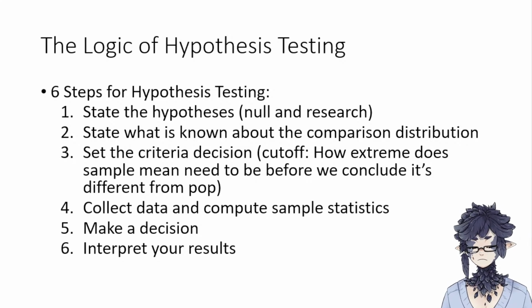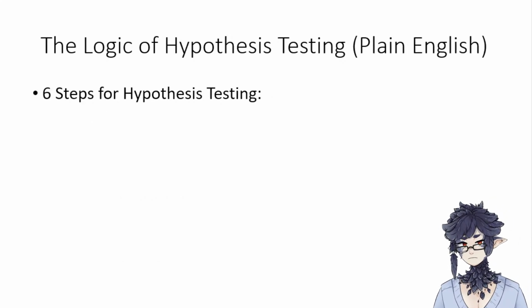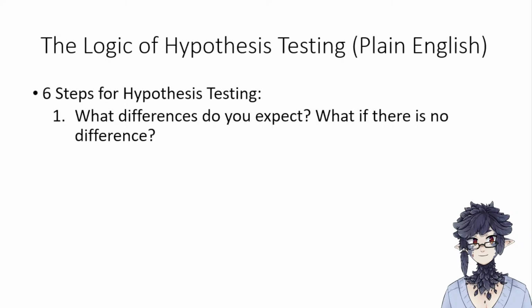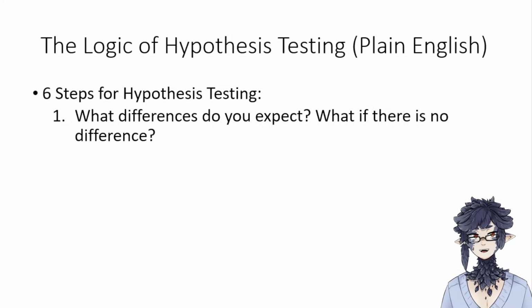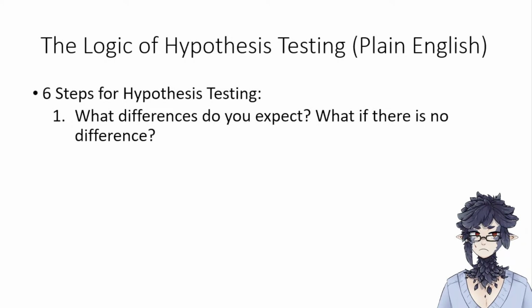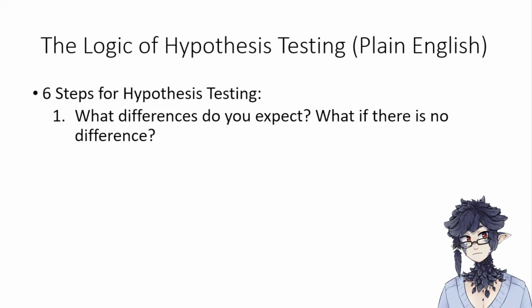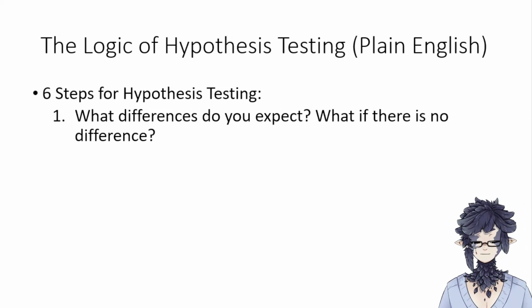So, plain English version. Step 1, you got to tell us what differences you expect or what relationships you expect if you're testing a correlation. And what would it look like if there is no difference? What would it look like if nothing happened, if there is no relationship?